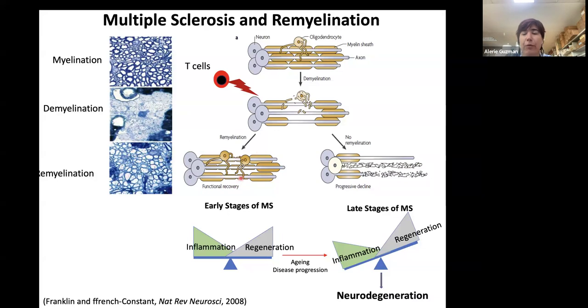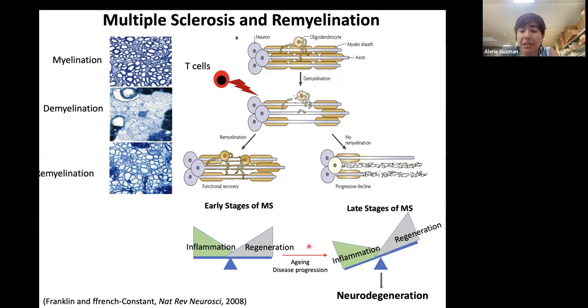So basically, if we want to make a very simplistic diagram, what we have in the early stages of MS is a very tight balance between inflammation and regeneration. There's an inflammatory attack that coincides with a relapse in patients that eventually shuts down because inflammation goes down. And at the same time, we get a repair phase in which the lost myelin is restored. And this more or less keeps functional recovery, at least to a certain extent.